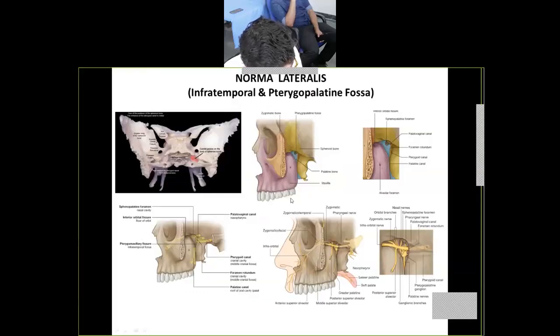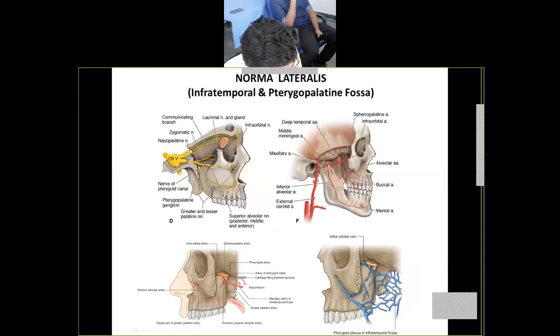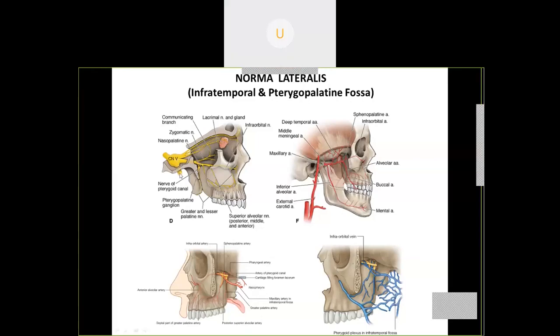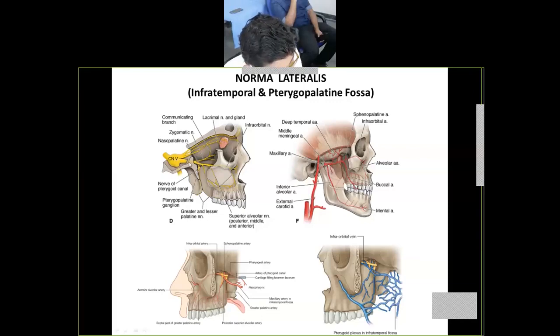Now there are three branches which are coming from it. The first one is ophthalmic, then maxillary, and mandibular. Now ophthalmic will again divide into three. It will enter into the orbit. The three are lacrimal, nasociliary, and frontal. So these three will move to the orbit through the superior orbital fissure. It went into the orbit from here.